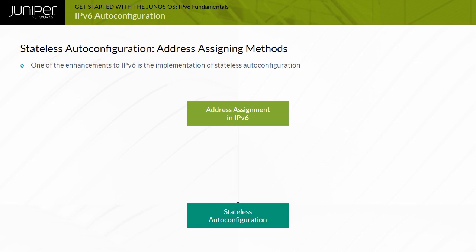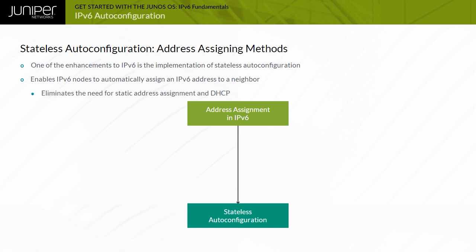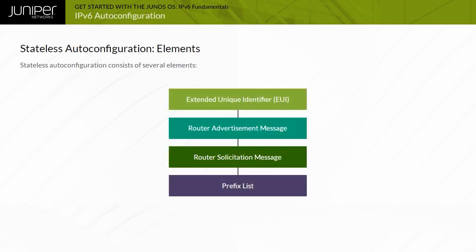One of the enhancements to IPv6 is the implementation of stateless autoconfiguration. Stateless autoconfiguration enables IPv6 nodes to automatically assign an IPv6 address to a neighbor, effectively eliminating the need for static address assignment and DHCP. An administrator can still use stateful configuration methods if necessary. Stateless autoconfiguration consists of several elements.